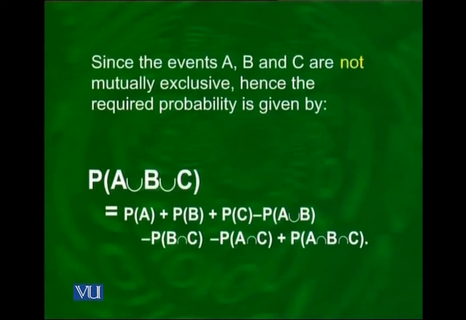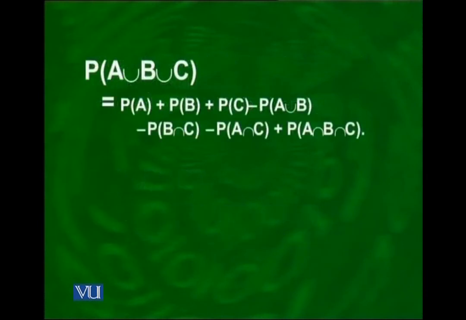Now, the addition theorem in the case of three events is given as probability of A union B union C is equal to probability of A plus the probability of B plus the probability of C minus the probability of A intersection B minus the probability of B intersection C minus the probability of A intersection C plus the probability of A intersection B intersection C. Students, this lengthy equation is simply an extension of the general addition theorem that you studied in the case of two events A and B. And if you look closely, you will see that its pattern is quite similar to that of the previous one.